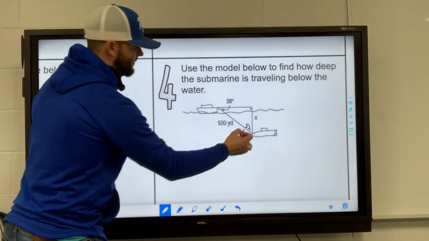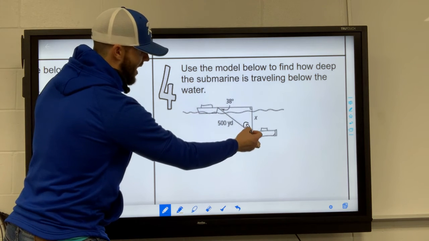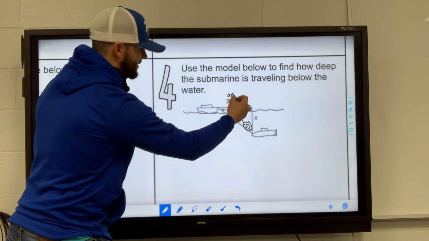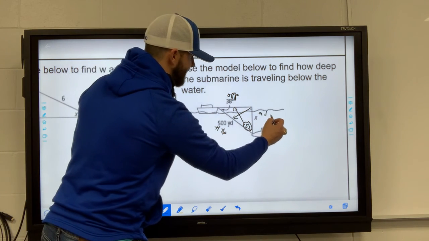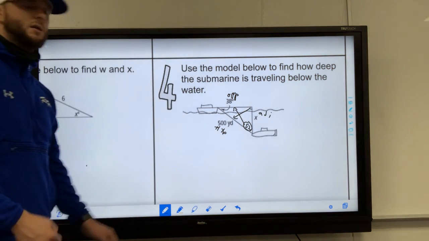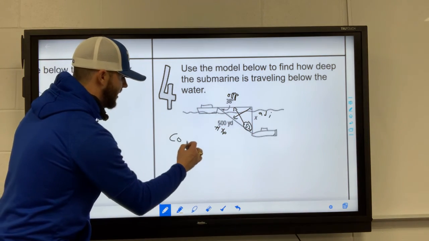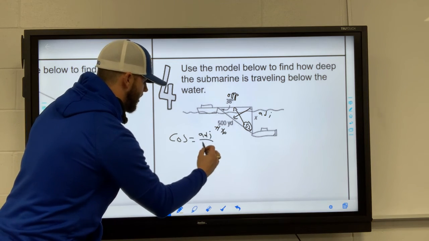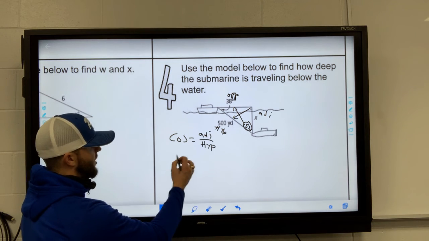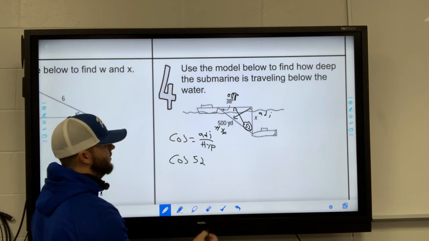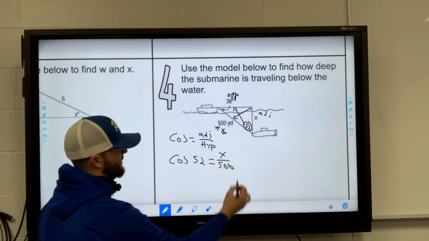So with that being said, I need to find how deep the submarine is traveling below the water, so I need to find what X is. So right now, opposite of 52 is going to be my opposite side. Opposite the 90 is going to be my hypotenuse. And then this third side that I did not label is going to be my adjacent side. So I need my adjacent side. I have my hypotenuse. So that means I'm going to be using cosine because it is adjacent over hypotenuse. Okay? So with that being said, I'm going to do the cosine of 52 is going to be equal to the adjacent side over the hypotenuse, which is 500.